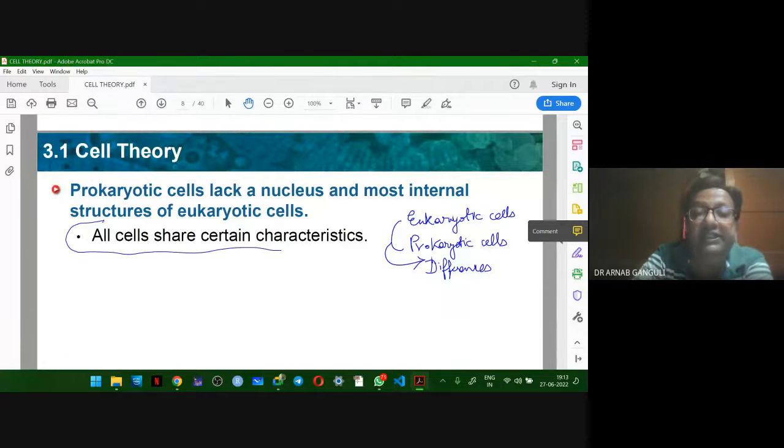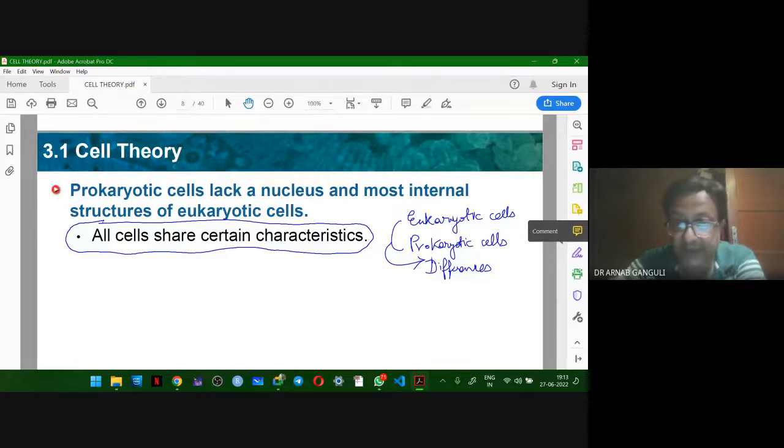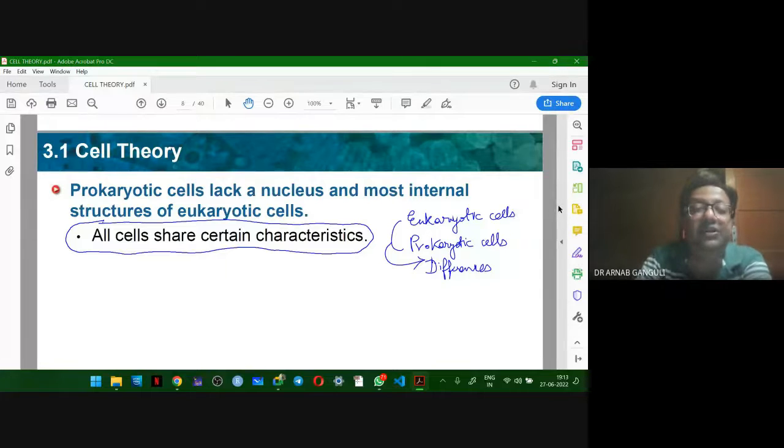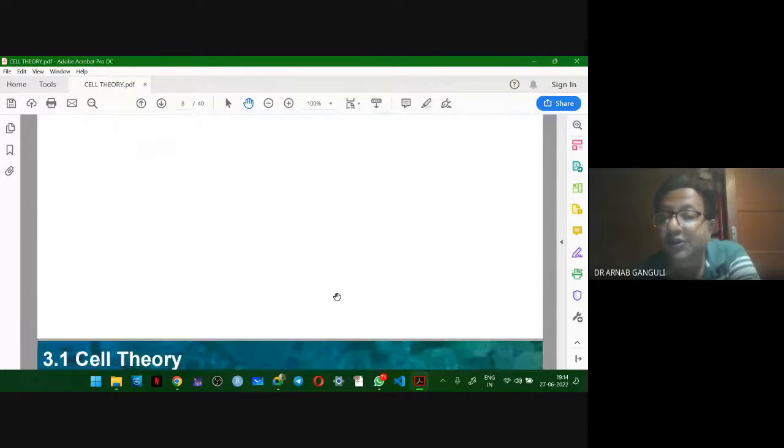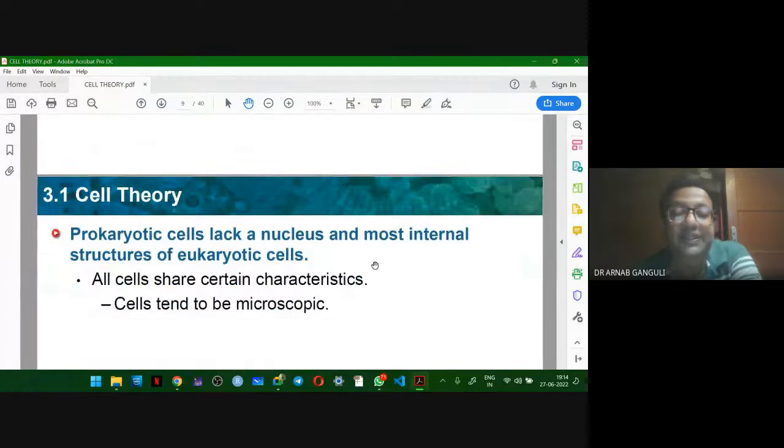So all cells share certain characteristics. Prokaryotic cells lack a nucleus and most internal structures of eukaryotic cells. So basically, these are some differences between eukaryotes and prokaryotes, even though you were a COVID batch. That's very good.